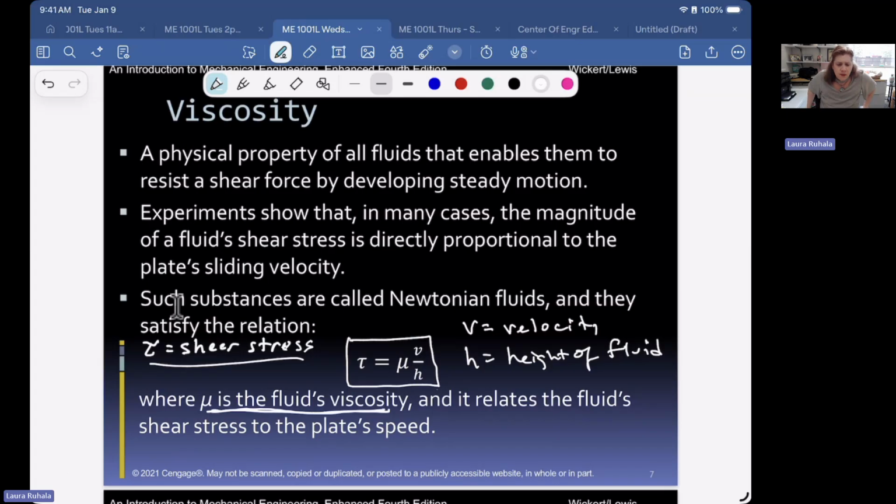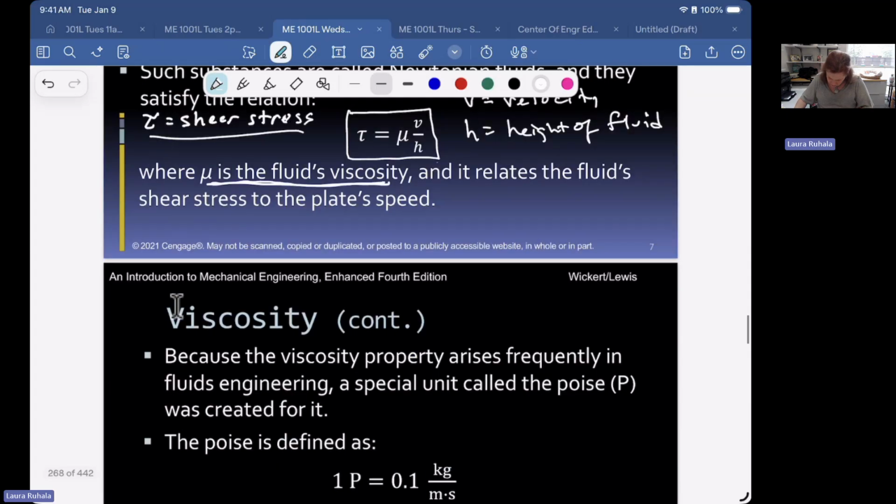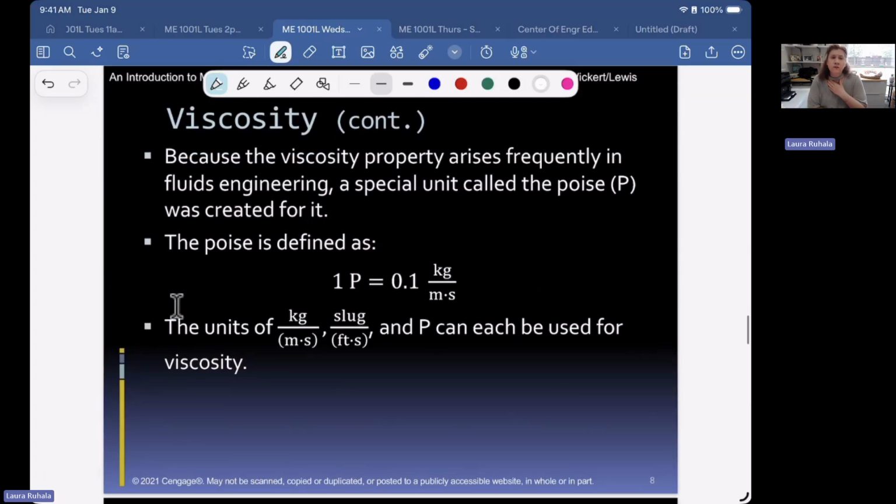So the viscosity relates the fluid's shear stress to the plate speed. Because the viscosity property arises frequently in fluids, a special unit has been developed called the poise. And the poise is 0.1 kilogram per meter second. So you could also use just kilogram over meter second or slug over foot second. But if you wanted to, you could also call that the poise. When you get into fluids a lot, you'll be using the poise.